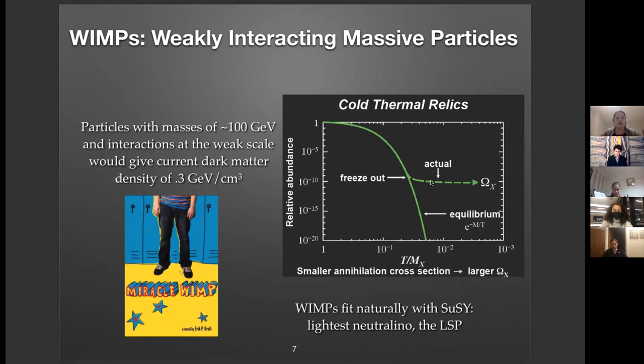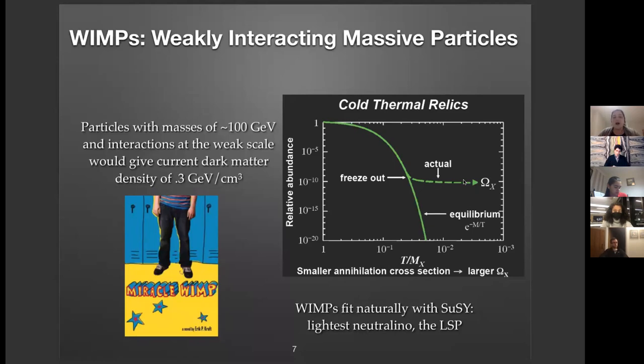And so if we took a mass of around 100 GeV, which is on our weak scale, and we had it interact with cross sections, again, on the weak scale, then the naive density becomes a third of a GeV per cubic centimeter. So a third of a proton per cubic centimeter is our universe's density of dark matter. And that's indeed what has generally been measured. And so this locked together perfectly and is called the WIMP miracle. These ideas then also fit quite naturally with supersymmetry, that the lightest supersymmetric partner, the neutralino, would be your dark matter candidate particle. So this is what, by the 1980s, really had people looking for WIMP dark matter.